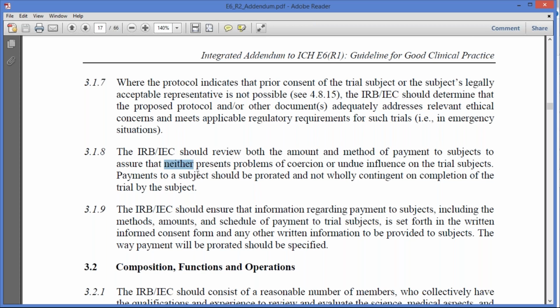Clear? IRB should review both the amount and method of payment to the subject, and also the information regarding the payment that is passed to the subject. That is, IRB will ensure whether subjects are informed about the payments.